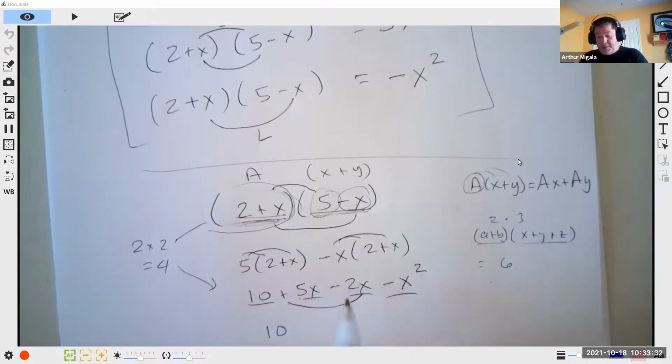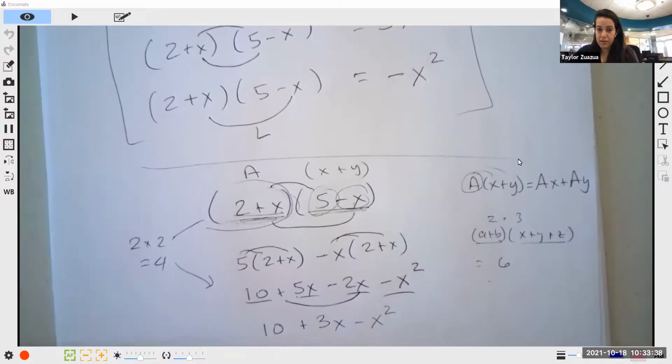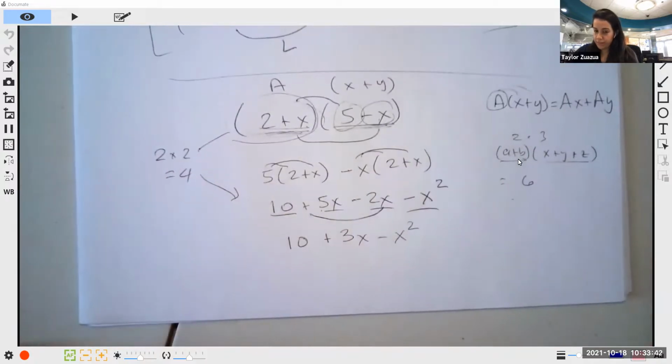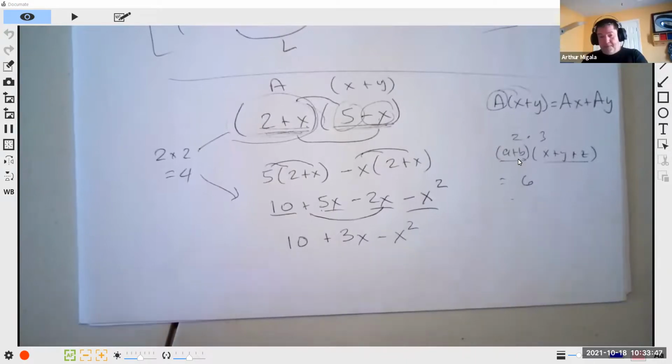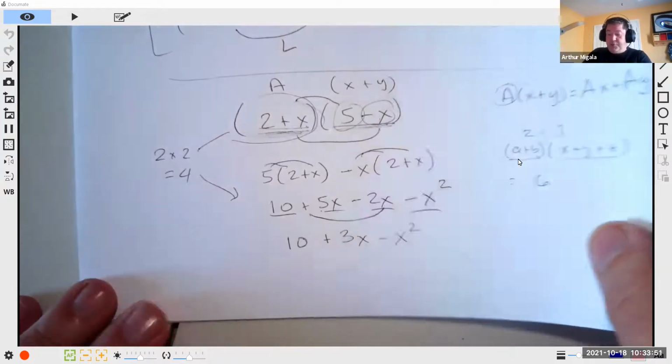5 minus 2x is a positive 3x, minus x squared. So far, so good? Yep. All right, so now let's do this with imaginary numbers.